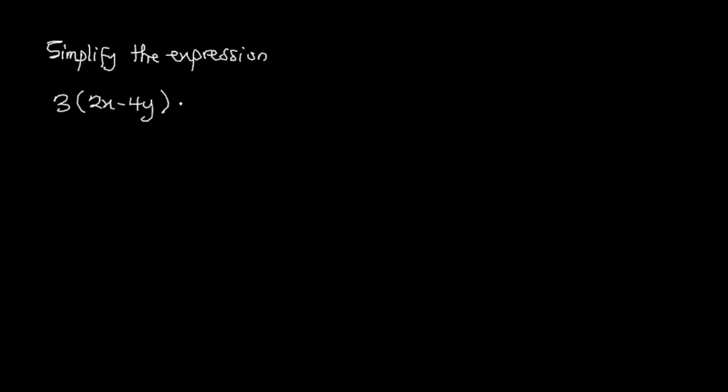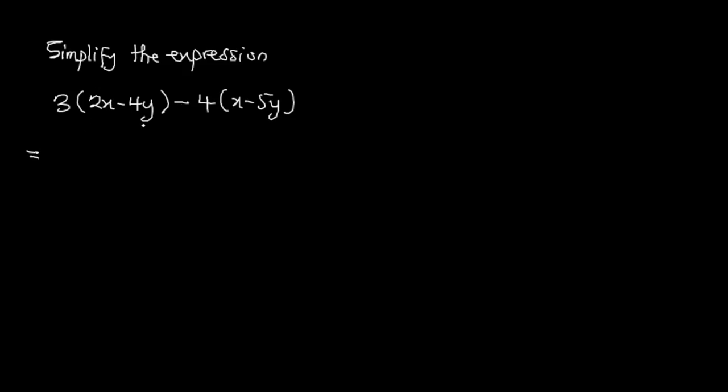Right, so the next example we want to look at involves brackets. So we need to remove the bracket. So we have to simplify the expression: 3 into bracket 2x minus 4y, bracket close, minus 4 into bracket x minus 5y, bracket close. So this is our expression, and we have to simplify it. Now this is very easy. The first thing we need to do is to get rid of the bracket that we have.